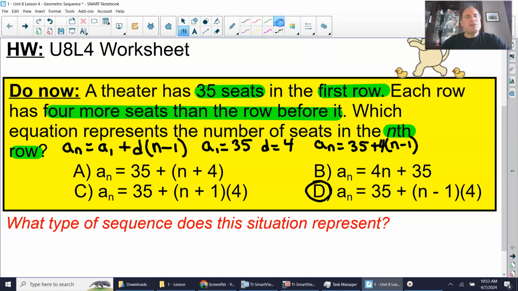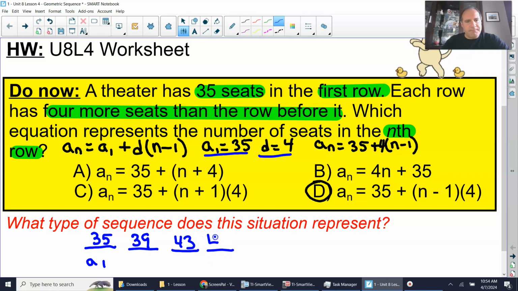But just remember, if you don't remember the formula, there's a way to do this with just substitution. We have A sub 1 as 35 and D as 4. If you label everything as far as the first row goes, the first row is supposed to be 35 seats. That's A sub 1. And then the second row is supposed to be 4 more than that, which is 39, and then 43, and then 47. You're just adding 4.